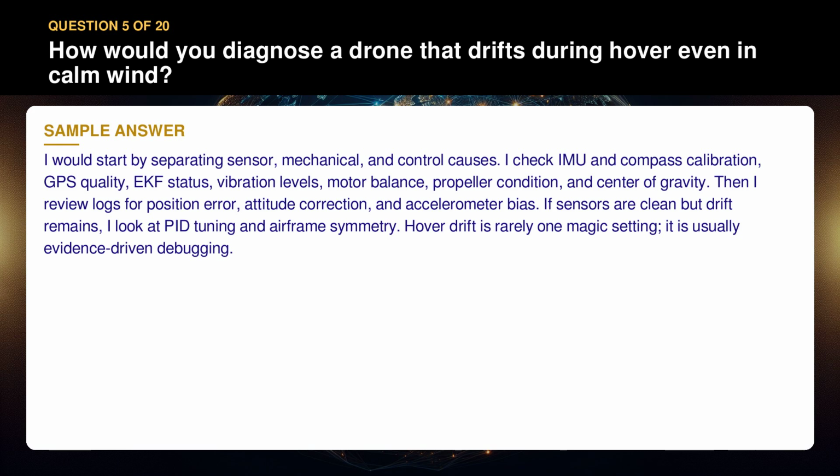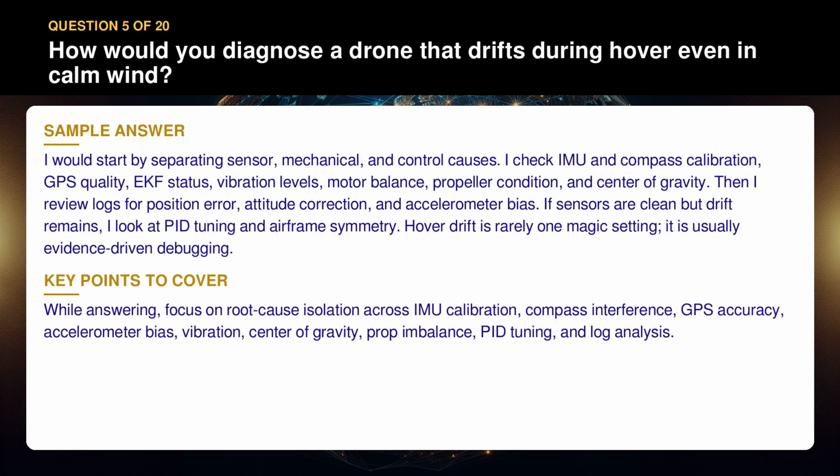Hover drift is rarely one magic setting. It is usually evidence-driven debugging. While answering, focus on root cause isolation across IMU calibration, compass interference, GPS accuracy, accelerometer bias, vibration, center of gravity, prop imbalance, PID tuning, and log analysis.